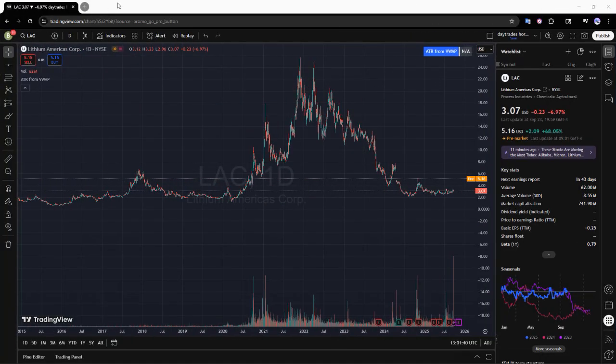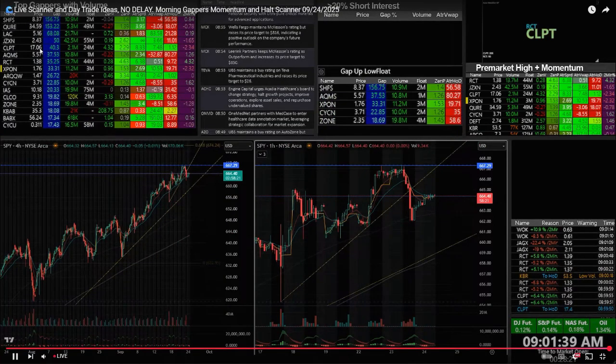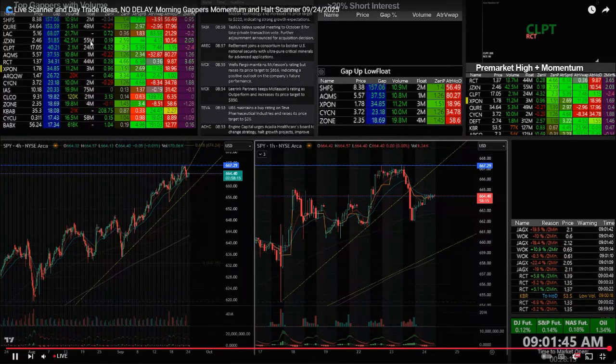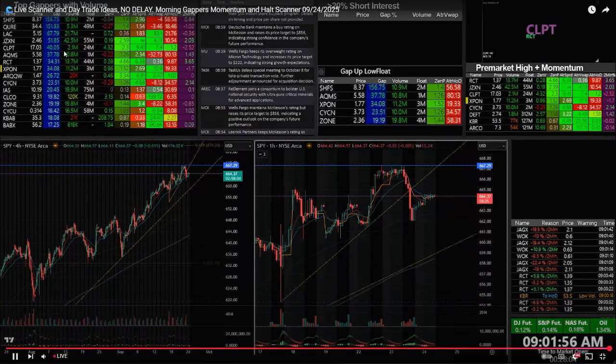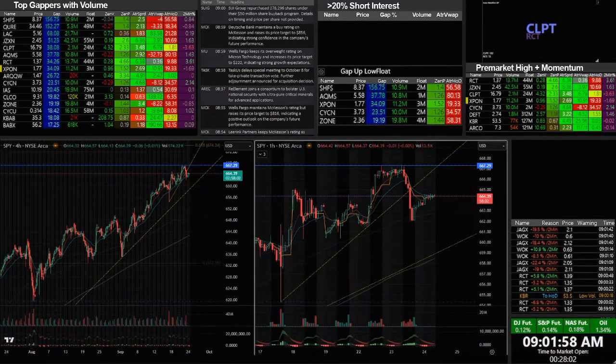So far we don't really have anything to work with. Let's keep looking. We got a 50% gapper here, JZXN. I don't like the float. We also have CLPT. I'm not in love with the gap. I'm also not in love with the float or the volume. So automatically right away I can tell this is going to be a slow day, right?